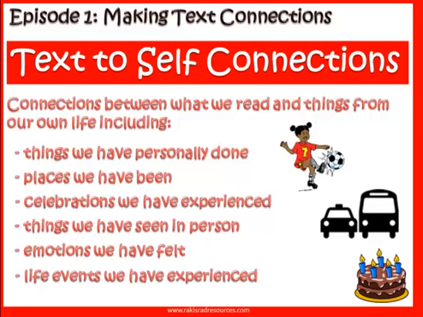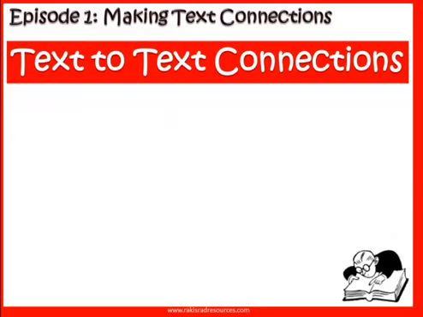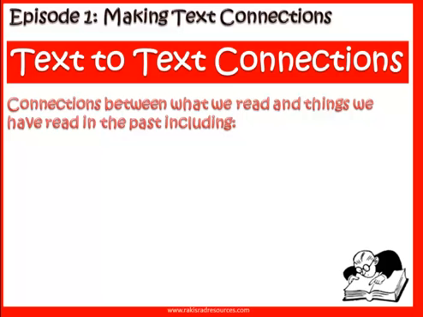So now we're going to move on to the second type of text connections that you can make, which is text-to-text connections. Remember, text, we said, is anything you read. So a text-to-text connection is making a connection between one thing you read and another thing you read. Okay? This is why it's so important to read a lot. The more things that you read, the more things that you do, the more connections you'll have, the better you'll understand what you're reading.